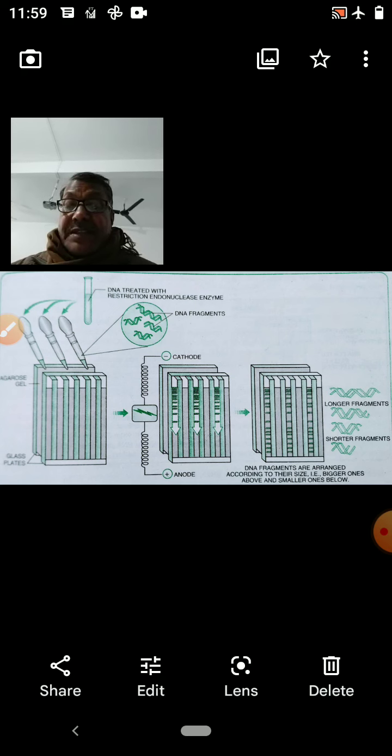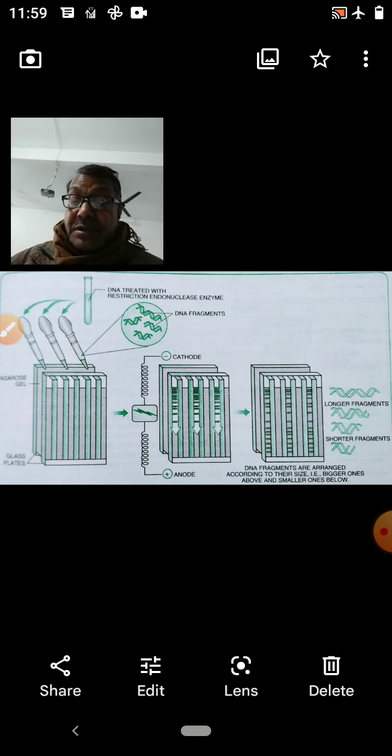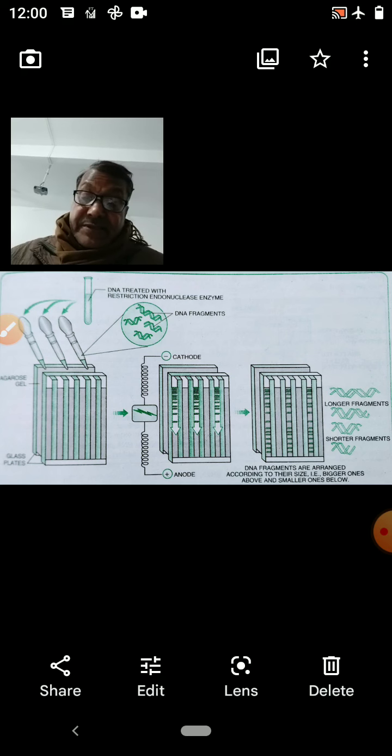Two types of gels are used for electrophoresis: agarose gel and polyacrylamide gel. Agarose gel is used for the separation of medium and large size nucleic acid molecules. Polyacrylamide gel is used for the separation of proteins and purification of enzymes, or separation of DNA fragments differing by a few base pairs.